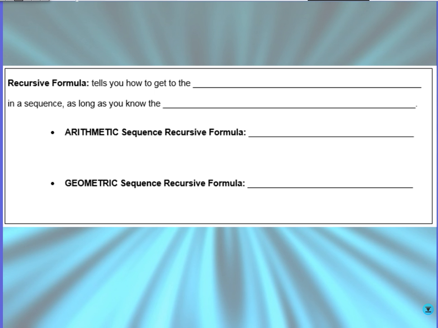So on the back of your page, you might be wondering what it means to say the recursive formula. When you hear this phrase, it means that this formula is going to tell you how to get to the next term in a sequence as long as you know the previous term. The reason we are going to practice this formula is to get used to the notations with sequences.